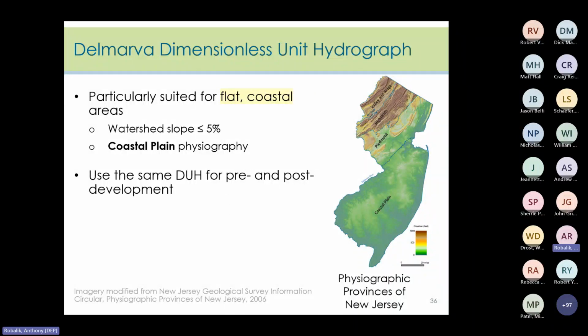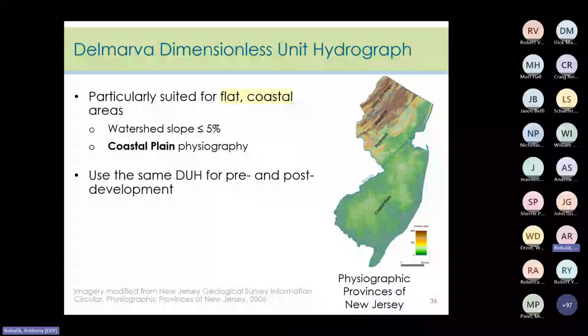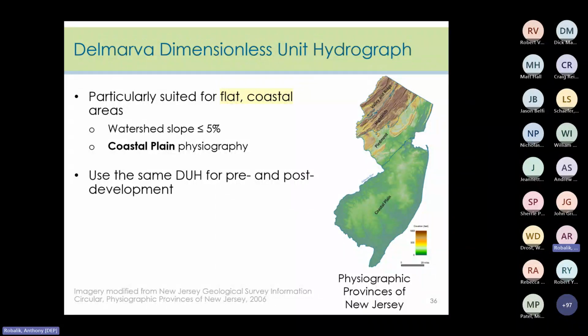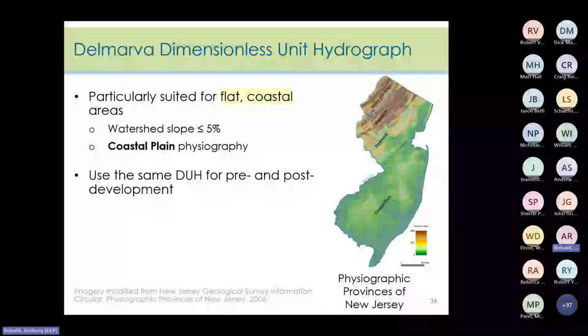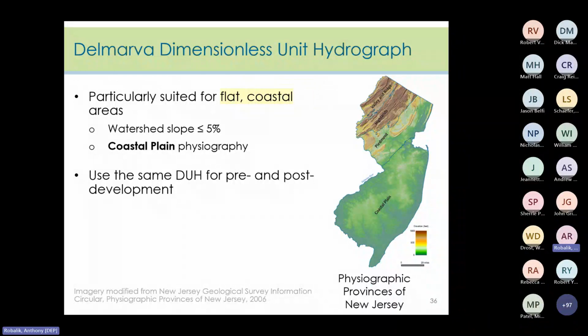So the Delmarva dimensionless unit hydrograph must be used in calculating pre-construction and post-construction peak flow rates for the current and projected 2, 10, and 100-year design storms in the coastal plain region of New Jersey, again, except in very specific circumstances, which we'll cover in a couple slides. Also note that if the Delmarva is used in the pre-condition, it must also be used in the post-condition, and that's likewise for the SCS.